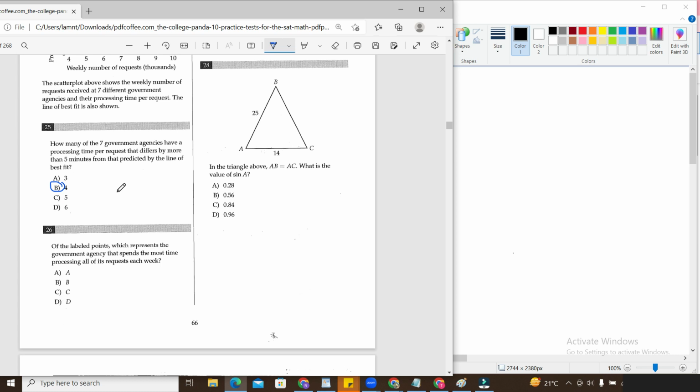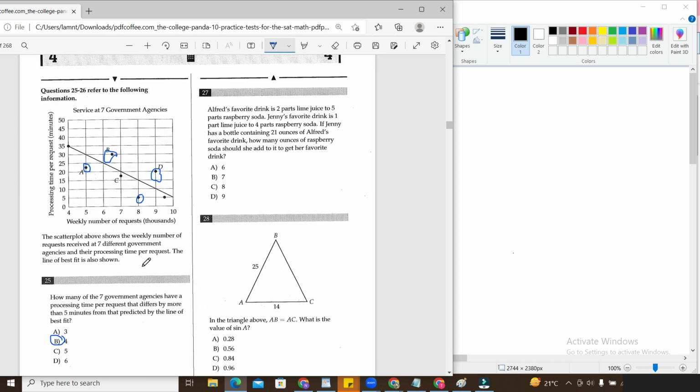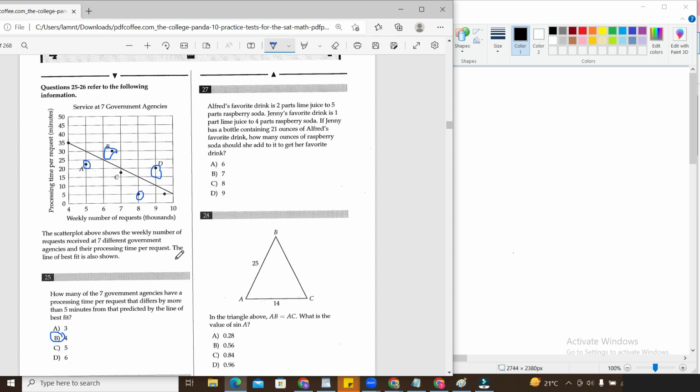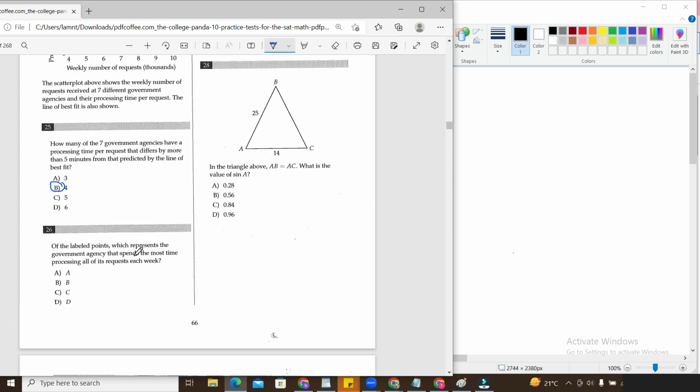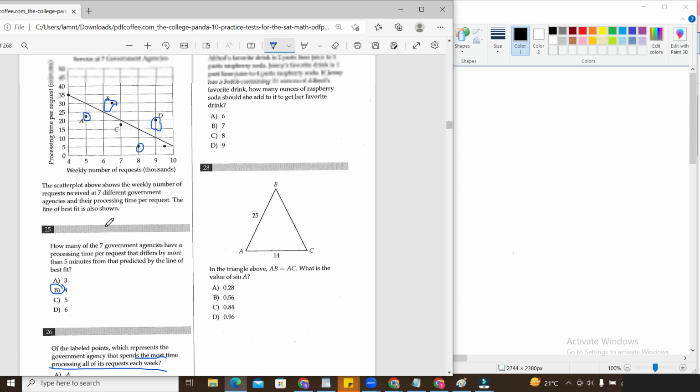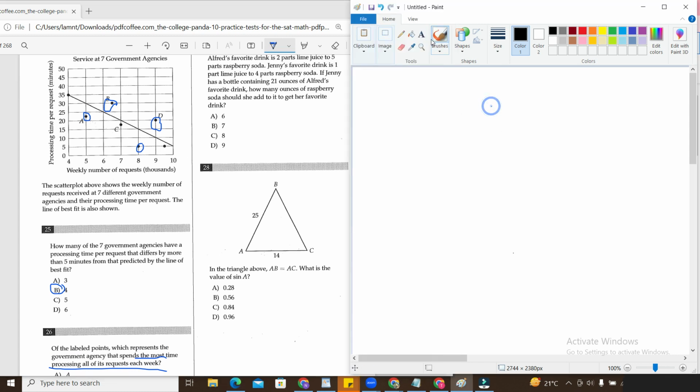which represents the government agency that spends the most time processing all of these requests each week. Okay, so we have to calculate a little bit. So we have to calculate the amount of time they spend each week.